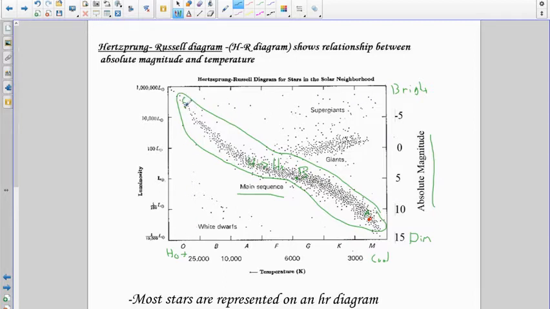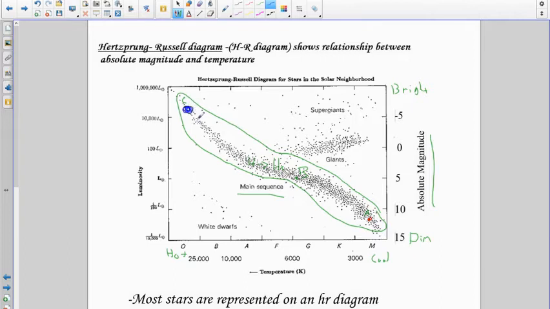So we should know that because it's bright and hot, it's going to be a big star, but we should also know that it's going to be a blue star. I hit on the wrong color there. So this is going to be a big blue star.